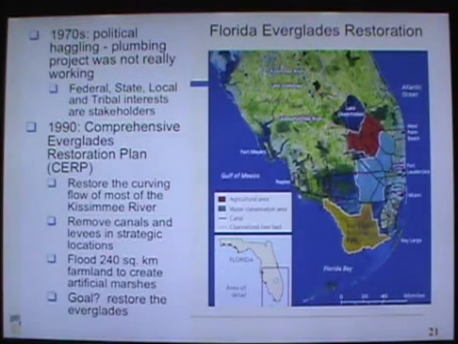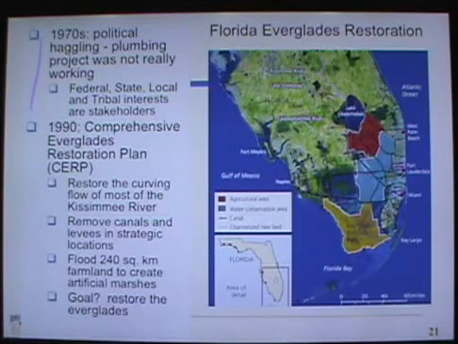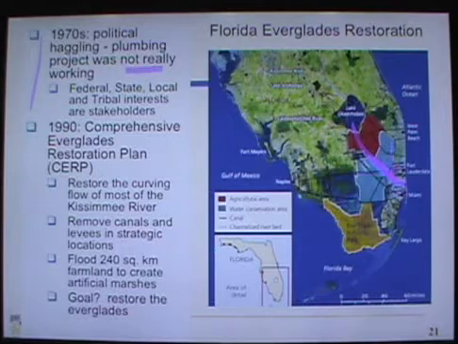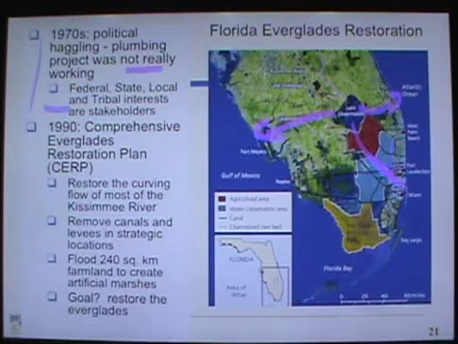So looking at restoration. Now there's a problem. There's a lot of haggling. 1970s political haggling. It's a plumbing project that's not really working. It's sort of providing water, but the water's not what they want. There's too much water going here, too much water going there. So what are you going to do? 1970s. A lot of stakeholders involved in this thing.